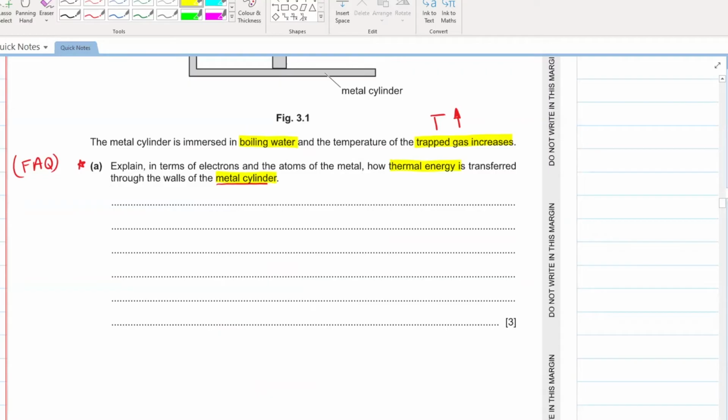What happens in a metal cylinder? How does a metal cylinder transfer thermal energy? Now, what will we say here? We will say... one second, does anyone have an answer first?